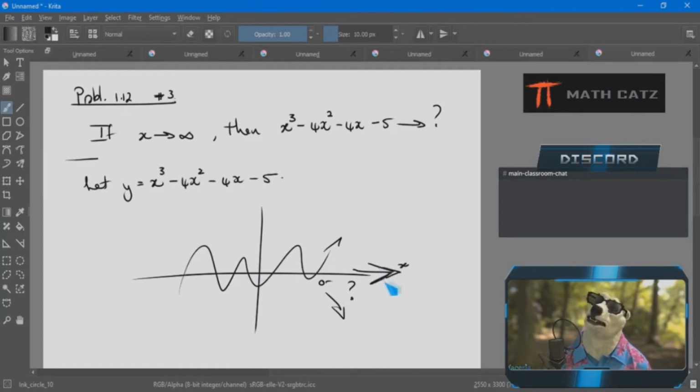Being a polynomial, eventually it's going to go one way forever. All the turning is done. It's going to go up forever or it's going to go down forever. Which one is it and why? Okay, so that's the question.